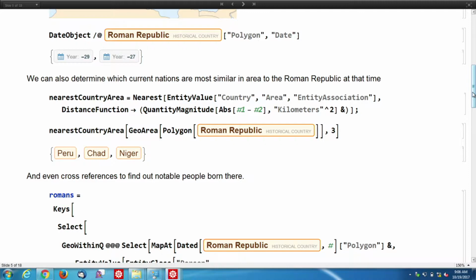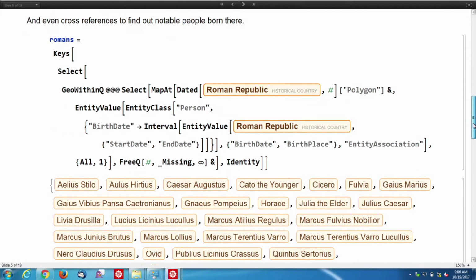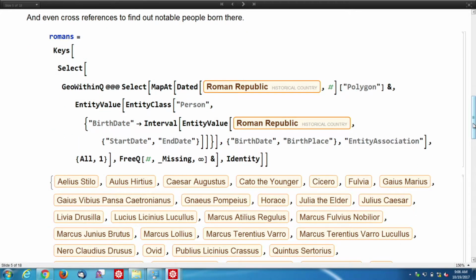We can use the Nearest function to determine, because the map can be a bit tricky, what current country it approximates more by area. In this case, we can see that Peru, Chad, and Niger were the most similar countries in area to the Roman Republic at its maximum extent. It can give us a better understanding of how big it was, or how not so big it was.